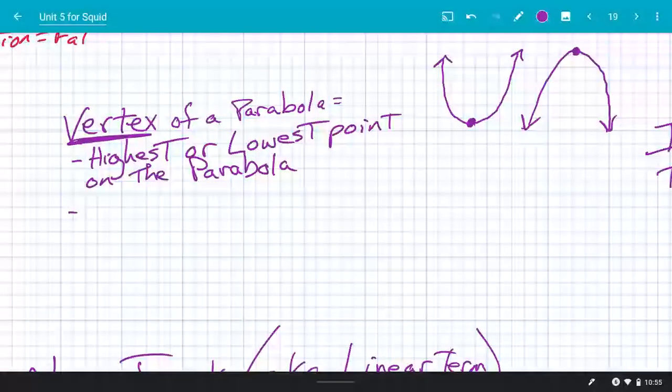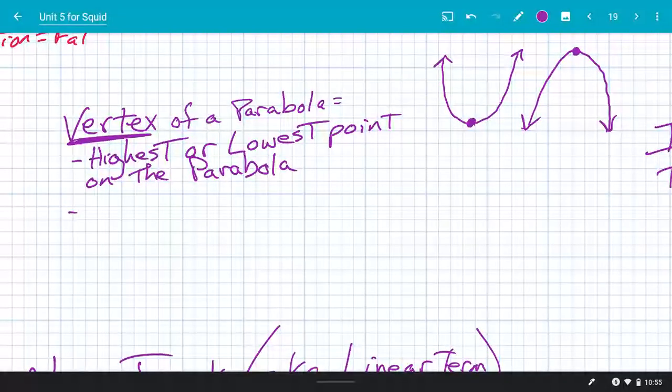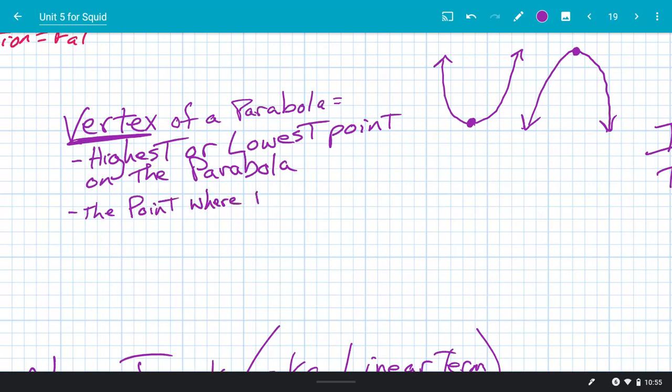The second definition is the vertex is the point where the parabola changes direction.